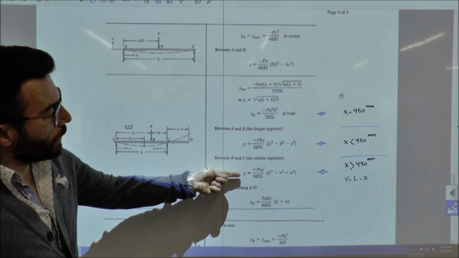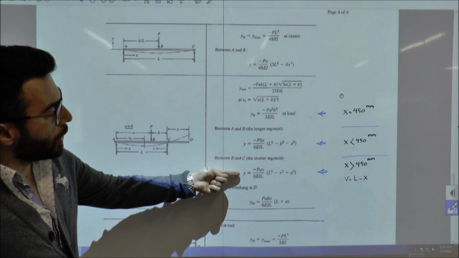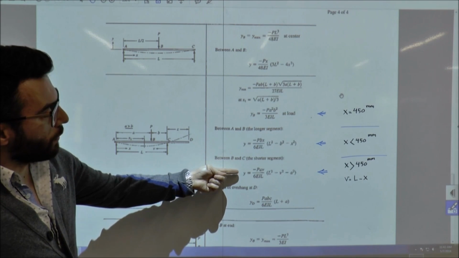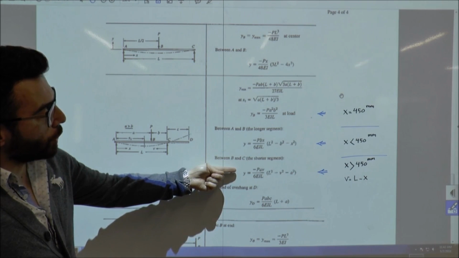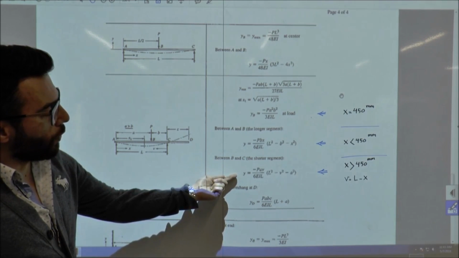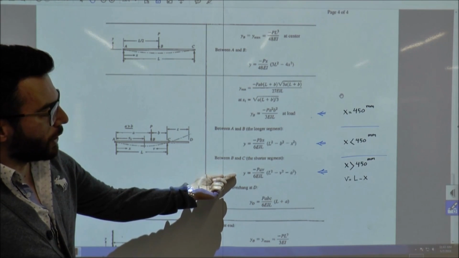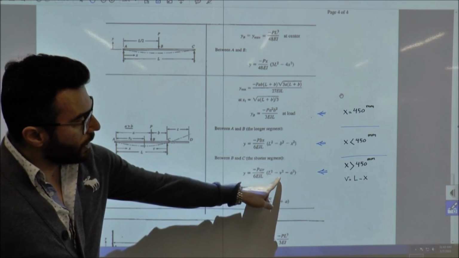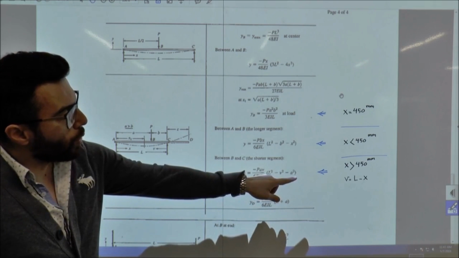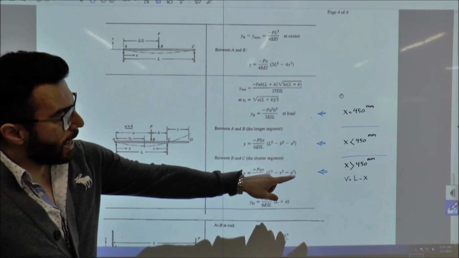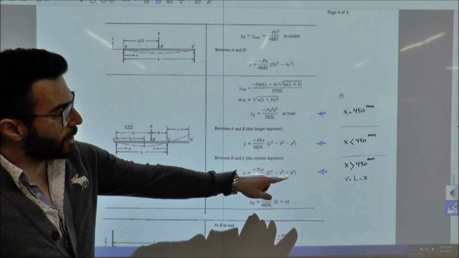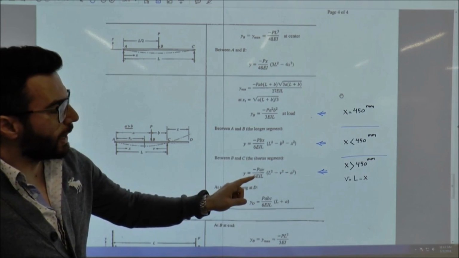If the point of interest is between the right support and the load point, in other words, if x is greater than 450 millimeter, you need to use this equation to find the theoretical deflection. As you see, x is replaced by v, and v is equal to L minus x. L is equal to 600 millimeter, which refers to the distance between the right support and the left support.